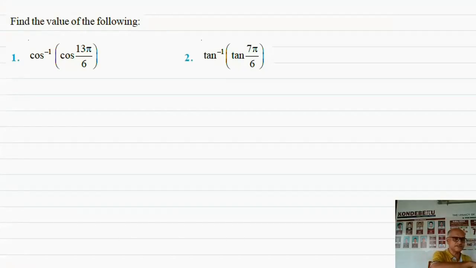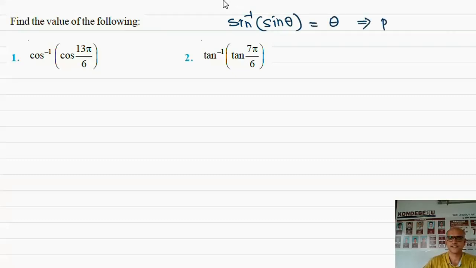You cannot cancel. So now tell me, take the first one. If I take the first, as already said at the start, sin inverse of sin theta will be equal to theta. It cancels. This should be the principal value.